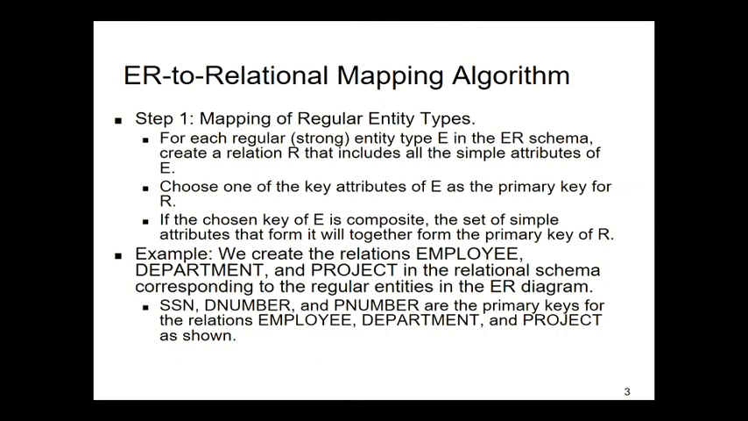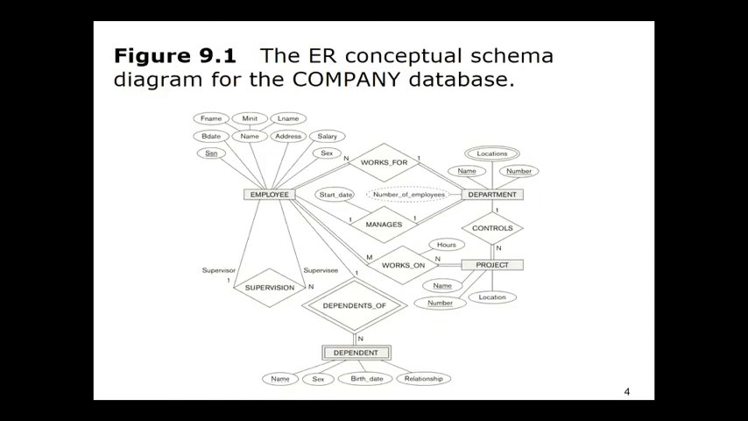So, we create relations employee, department, and project in the relational schema, right? And we use the social security number, the department number, and the project number as the primary keys, right? So again, if this was our ERD built off of this, what do we know? We're going to have to create employee, and it's got a number of attributes associated with it.